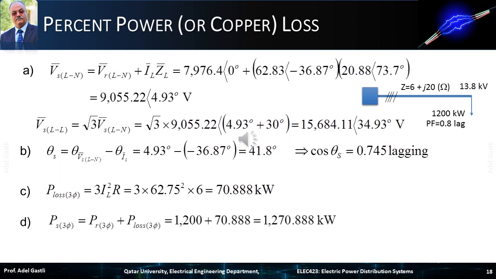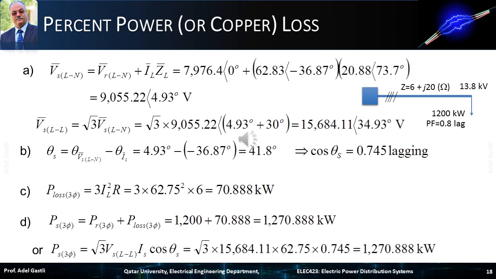The total three-phase power at the sending end is the sum of the receiving end power and the total power loss we just calculated. That is 1270.888 kilowatts. We can also calculate the power using the sending end voltage, current, and power factor as shown by this equation, which yields exactly the same value.